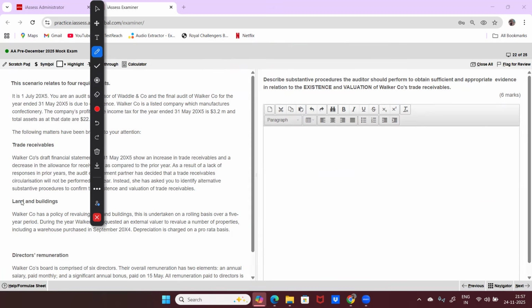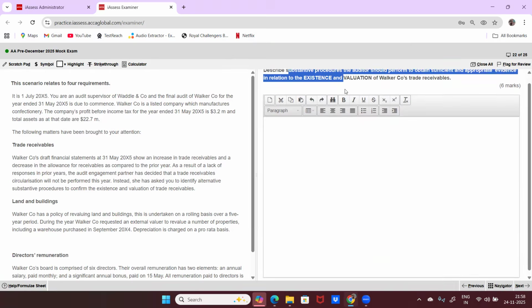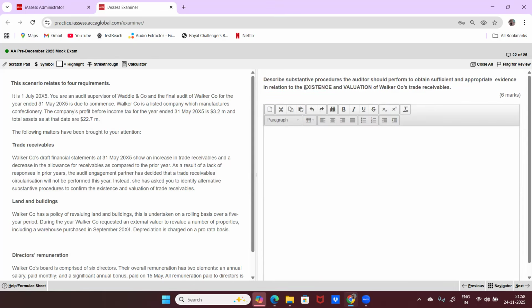All right, let's start with our reading of the case scenario. Then I'll one by one show you the answers. I have already written the answers for you so that we don't waste time by typing them out. Rather, we can utilize that time to understand the substantive procedures better. All right. So the question says that we need to write the substantive procedures. They have now also given us the assertions: existence and valuation for trade receivables.